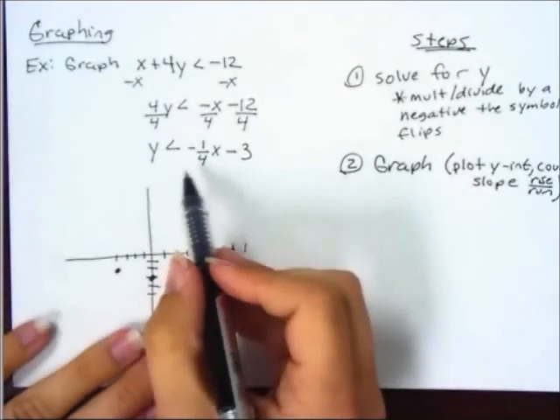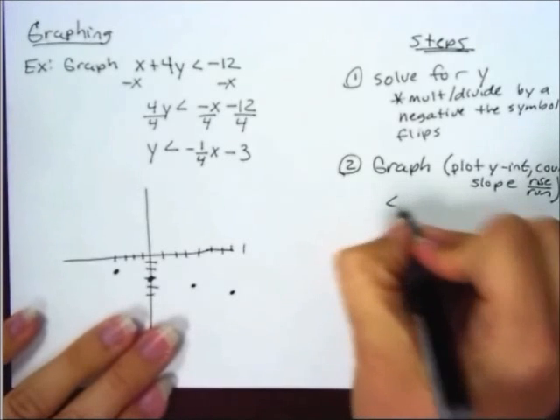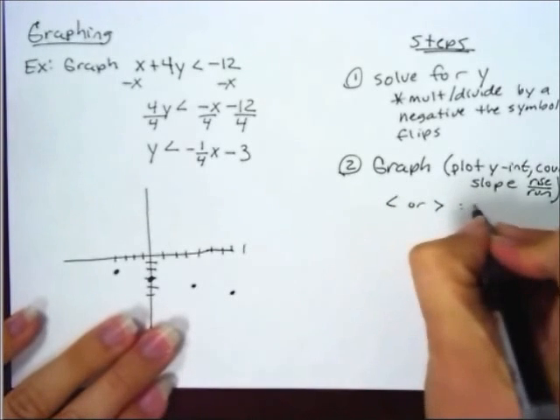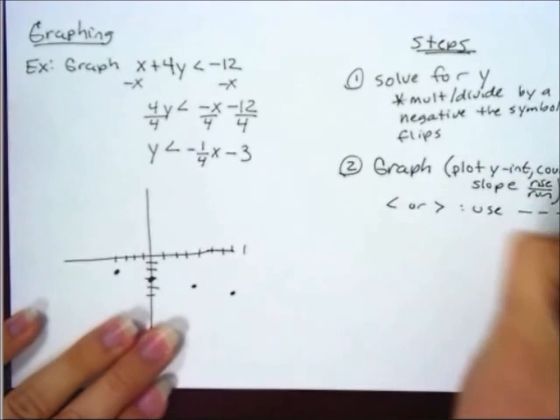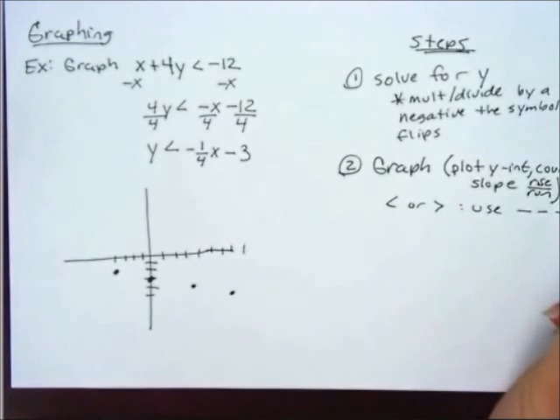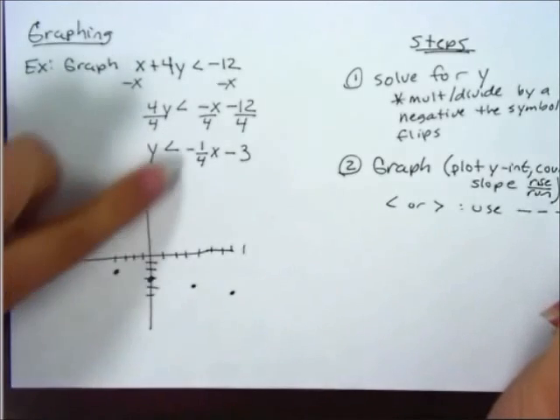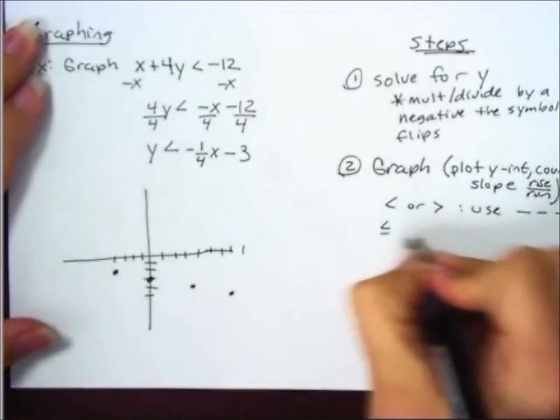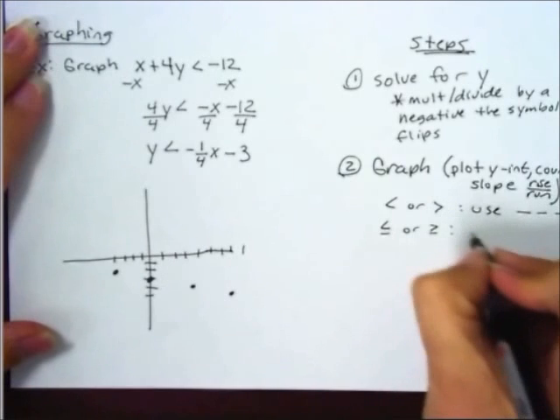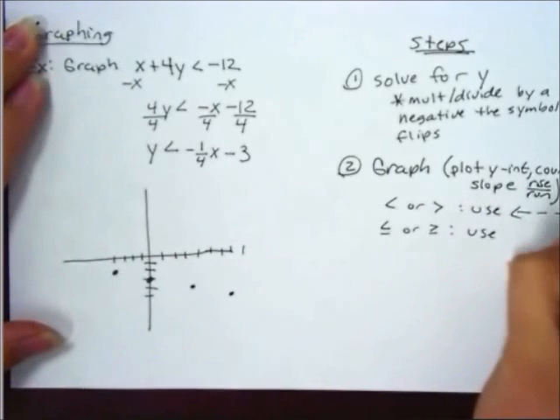Okay, the thing that changes on an inequality is that the type of line we have is determined by the symbol that we have. So if you have a less than or a greater than, you're going to use a dashed line, because this means it comes close to those values, but does not actually include them because we don't want it to be equal to. If you have a less than or equal to or greater than or equal to, you're going to use a solid line.